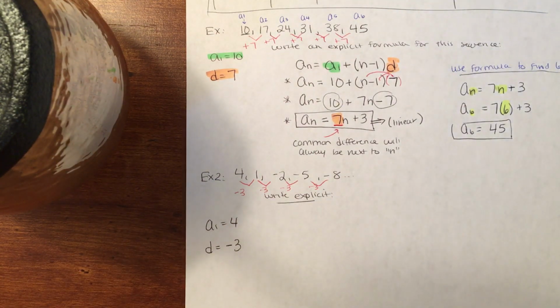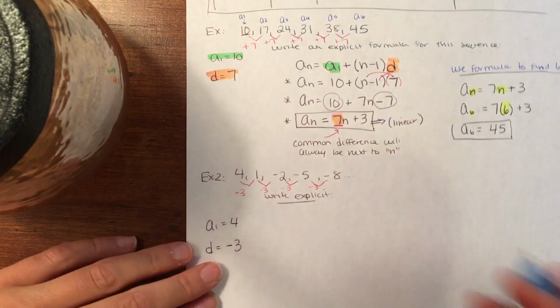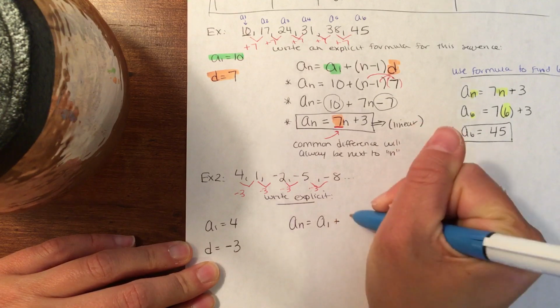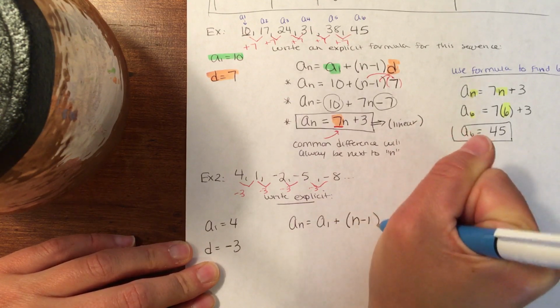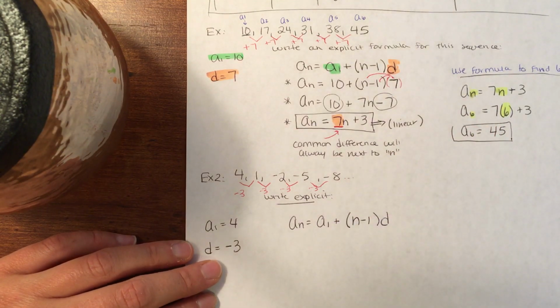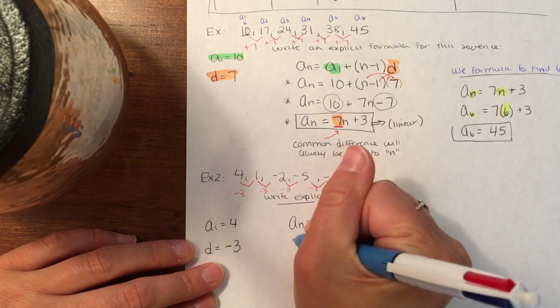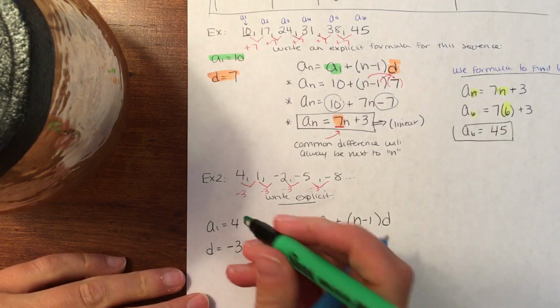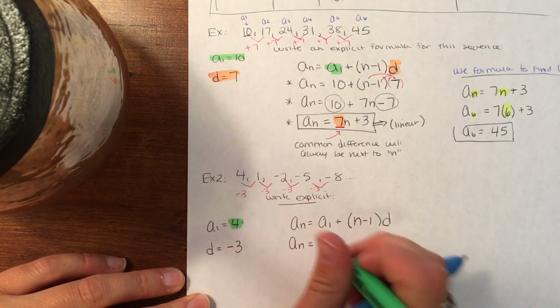Okay? So now, rewrite your formula. Any number in the sequence is equal to your A1 plus parentheses n minus 1 times your common difference. A of n equals, my first term is 4, so this is where I'm going to show you through highlighting what goes where.